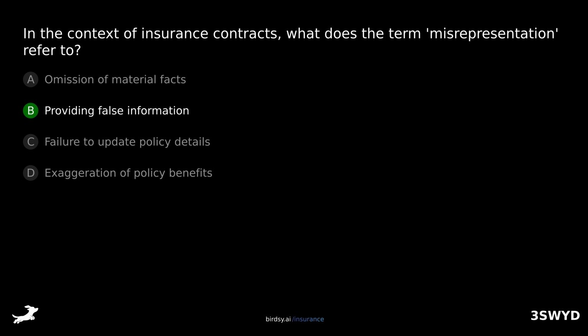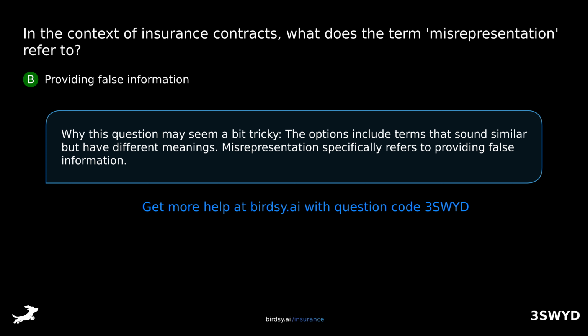Why this question may seem a bit tricky. The options include terms that sound similar but have different meanings. Misrepresentation specifically refers to providing false information.